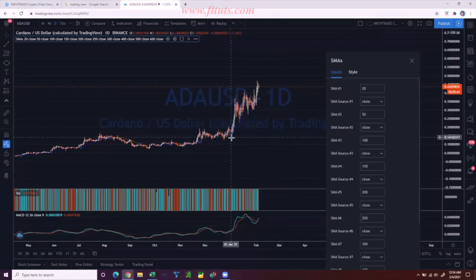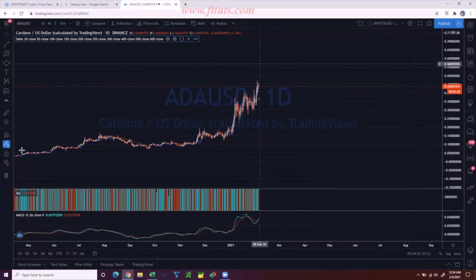This is taking 20 days of a period of time and basically getting the average of that and plotting it on a line. So that's how you add one to your chart. This is kind of showing us the lower end of the 20-day SMA. And yeah, that's just a simple moving average for you. I don't use them to trade, but I figured it's important.